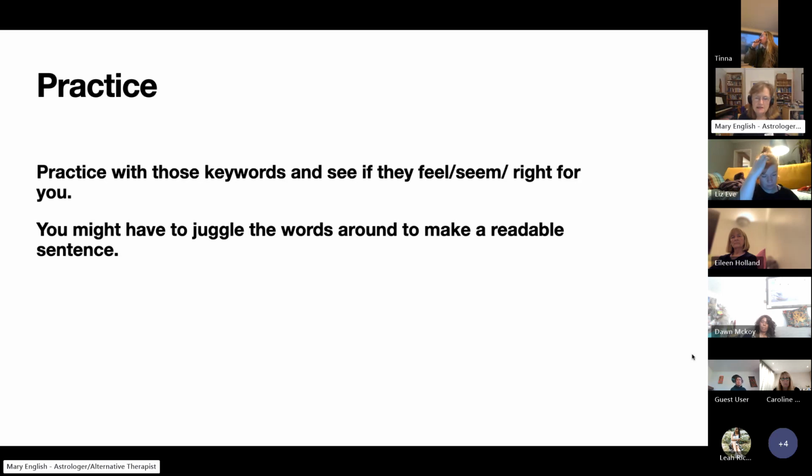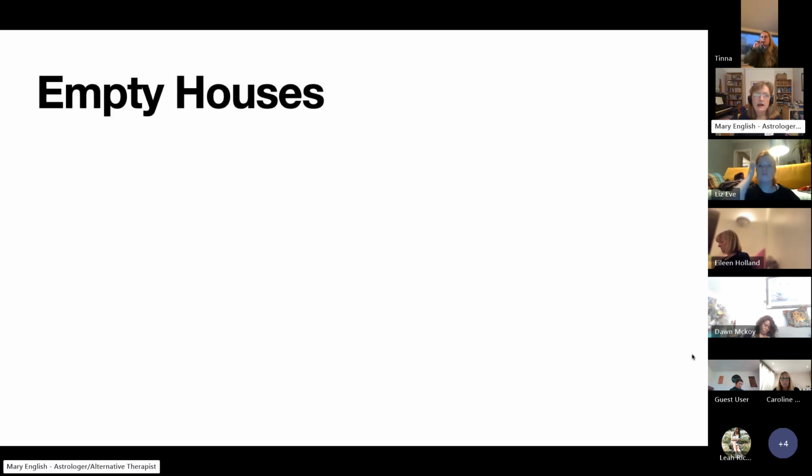So practice with the keywords and see if they seem right for you. Some of you might have to juggle the words around to make a readable sentence.